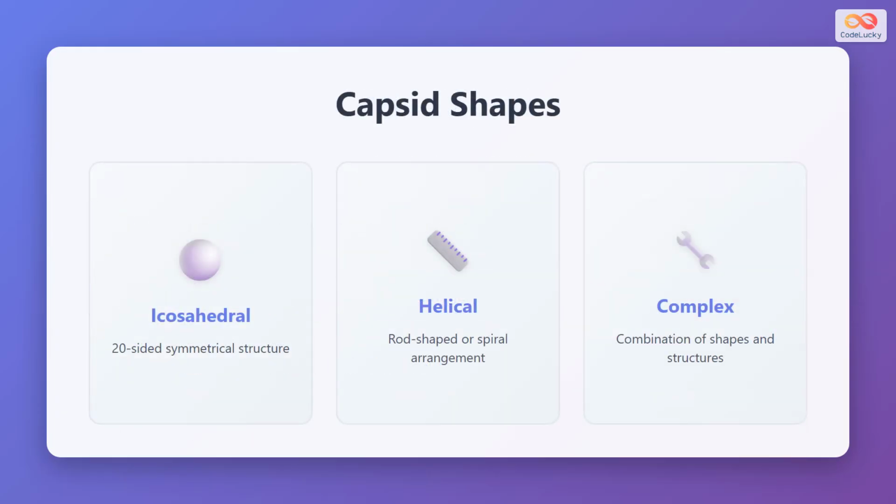Capsids come in three main shapes. The icosahedral shape is a 20-sided symmetrical structure resembling a soccer ball. The helical shape forms a rod-like or spiral arrangement, giving the virus an elongated appearance. The complex shape combines different structures, resulting in more intricate forms. Each shape is suited to the specific needs and infection strategies of different viruses.